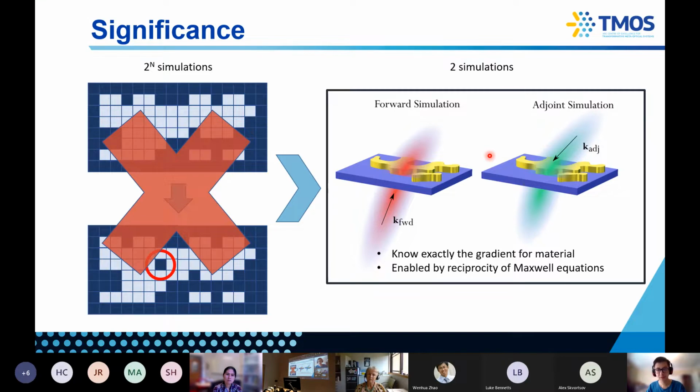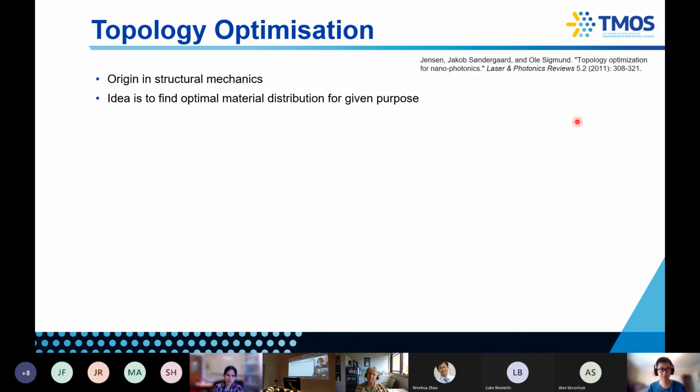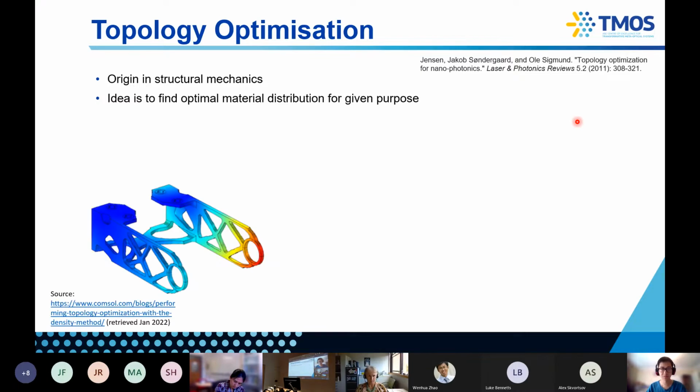We will know exactly how the gradient for the material is calculated with just one forward simulation and one adjoint simulation. And this is enabled by reciprocity of Maxwell's equations. And this has led to the development of topology optimization, which originated in structural mechanics. And the idea is to find optimal material distribution for a given purpose using shape derivatives. For example, this is the case for structural mechanics, where we want to most efficiently fill space.